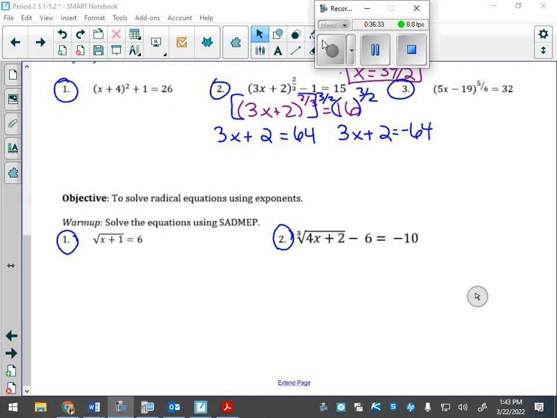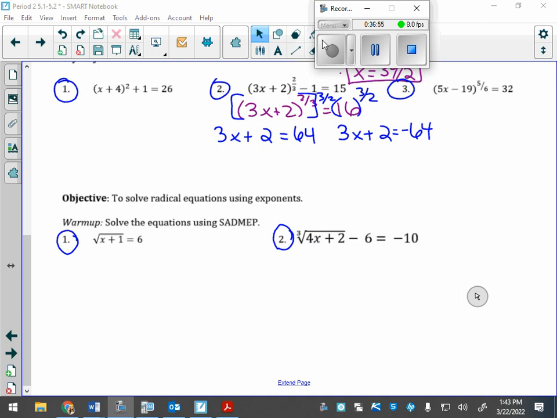Right, number 1. You should have gotten x equals 1 and x equals negative 9. When you subtract 1, you get 25, then take the square root. That should have been very simple. X plus 4 equals 5, and x plus 4 equals negative 5, and then solve. Good. Then number 2, we should have 2 solutions.